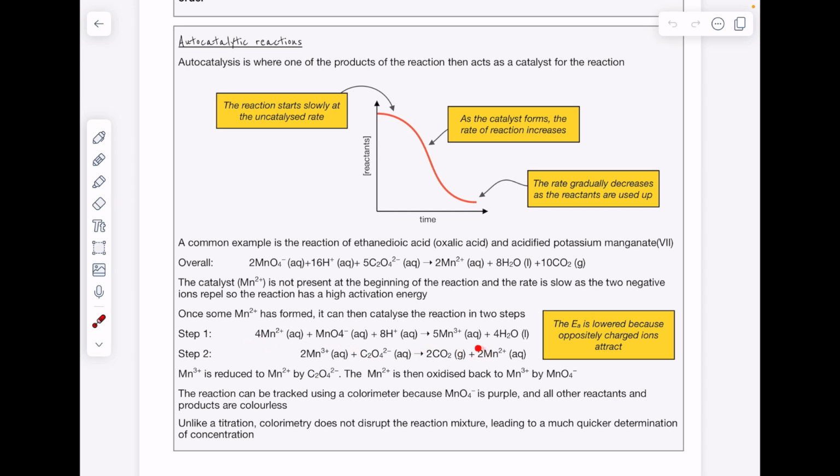The Mn2+ obviously needs to be regenerated, because after all, a catalyst isn't used up, and it is the Mn3+ being reduced to the Mn2+ by C2O4 2- that does that. And then the Mn2+ is then oxidized back to Mn3+ by MnO4-. We can track this reaction using a colorimeter, and that's because we learnt the various colors, didn't we? MnO4- is purple, whilst all the other reactants and products are colorless.